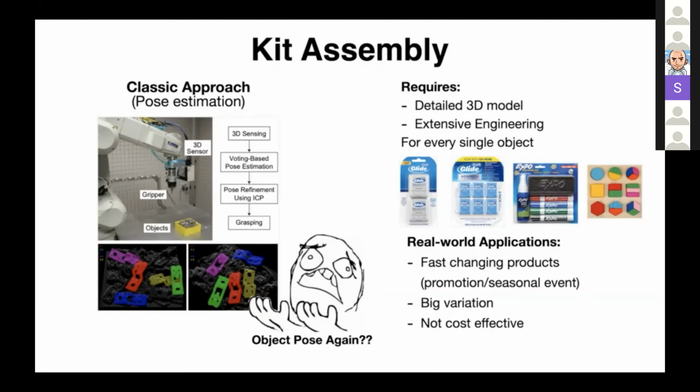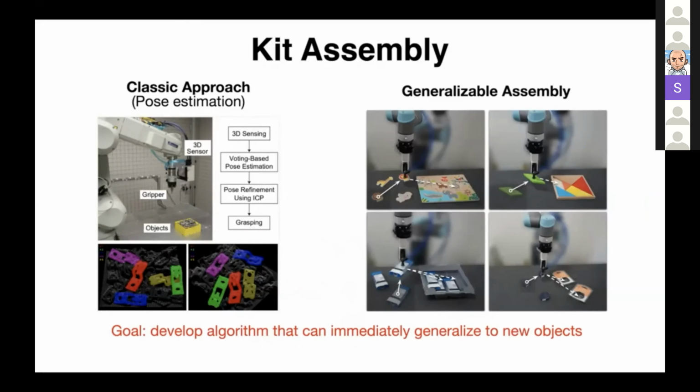Therefore, it is not cost-effective to re-engineer the full assembly pipeline for every single object. As a result, a large portion of these everyday consumer packages are still manually assembled by human hands. Therefore, the goal of this work is to develop algorithms that can immediately generalize to new objects without the need of accurate object models or their fixed-up poses.